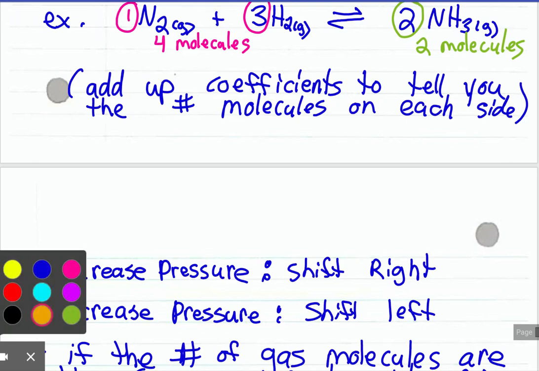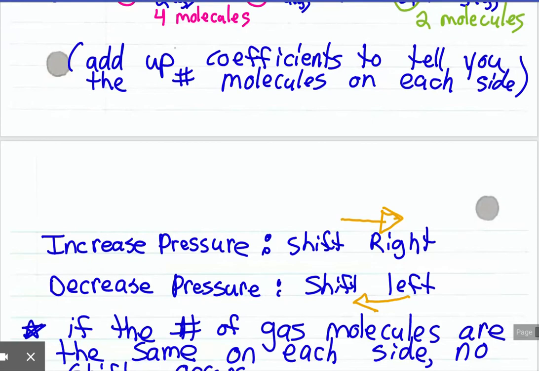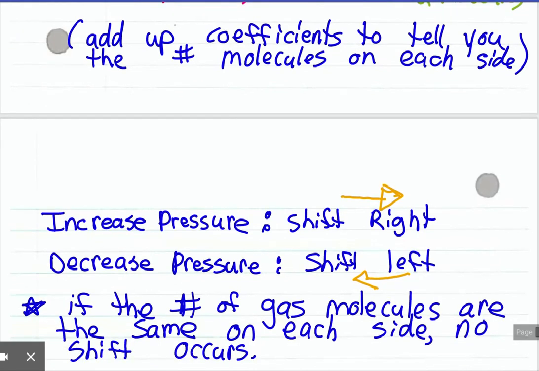So shifting this way, because it's the side that has the lower number of molecules. And if we were going to decrease our pressure, we would shift left. If the number of gas molecules are the same on each side, then the equilibrium is not going to shift.